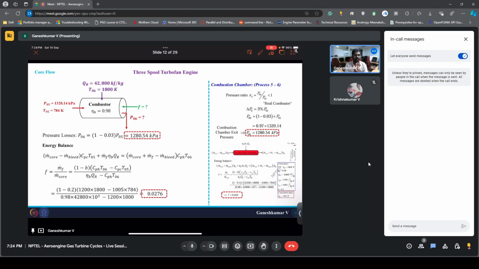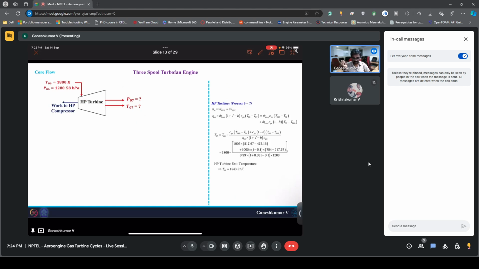Ideally, the amount of air which is entering is less. So the amount of fuel that you need to add to increase its temperature to say 1800 Kelvin would be less. So that's what we guessed, and our guess is right. The fuel air ratio is around 0.0276, which is less than 0.031, which is what we got when we have bleed of 10%. All right, let's go forward with the next component that we have, the HP turbine.